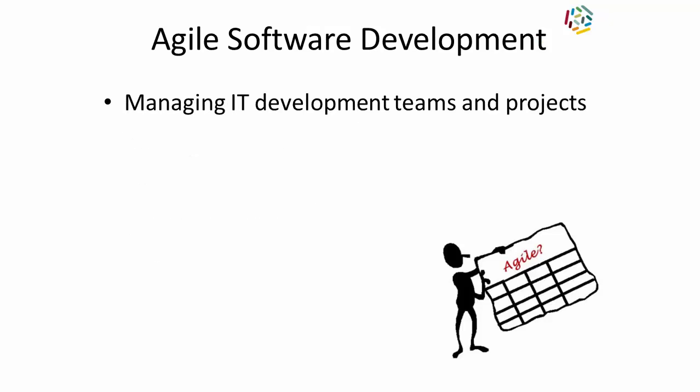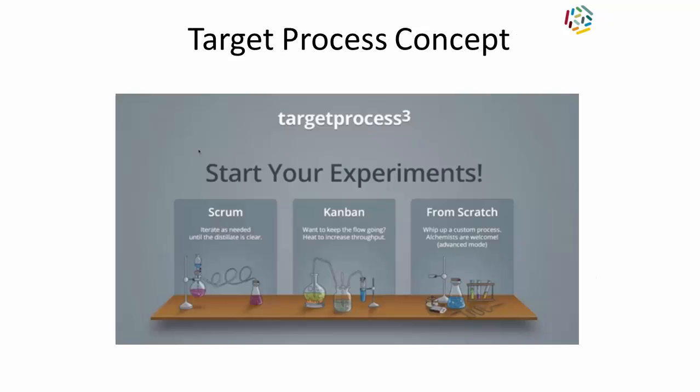What is Agile? Agile is a time-box, iterative approach to software delivery that builds software incrementally from the start of the project instead of trying to deliver it all at once near the end. TargetProcess is an Agile project management software for Scrum, Kanban, and any other custom process.